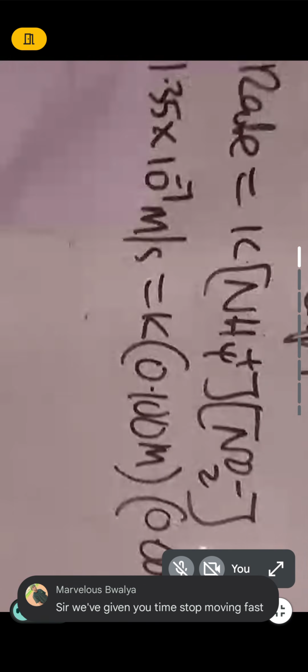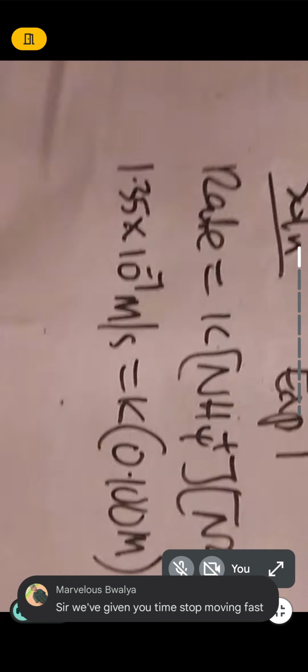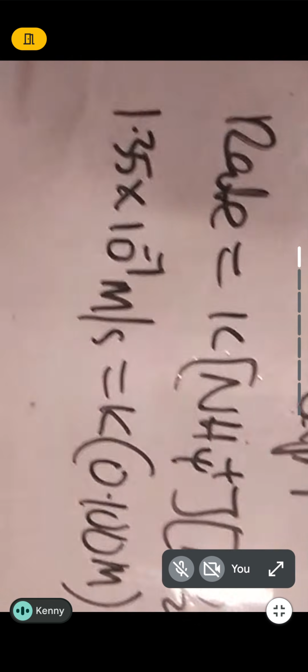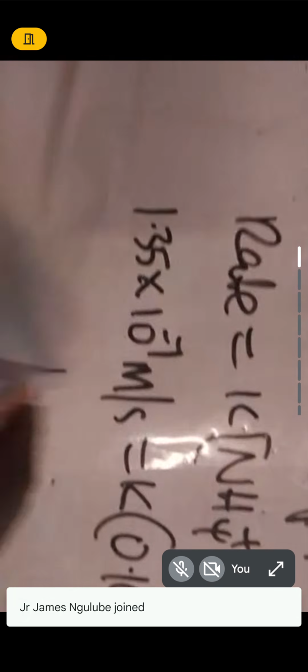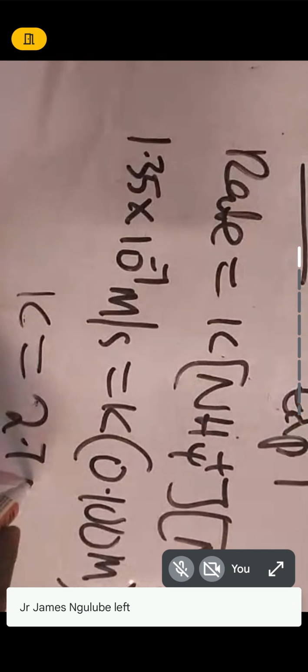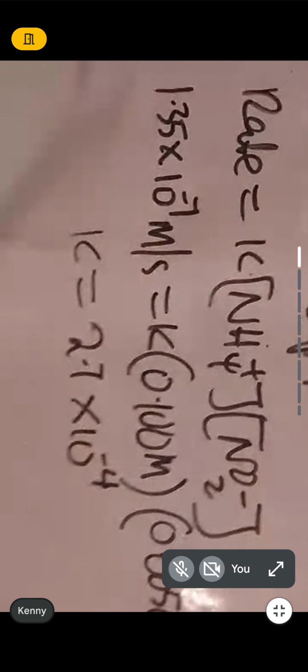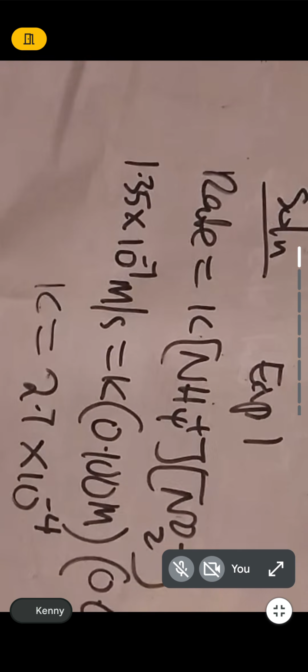So you multiply that number. You can see here clearly that you multiply this and divide into that. Okay, so when you do your calculations, you find that K will give us 2.7. So K is equal to 2.7 times 10 to the power negative 4. Okay, so now if we use molar, what will be the units?